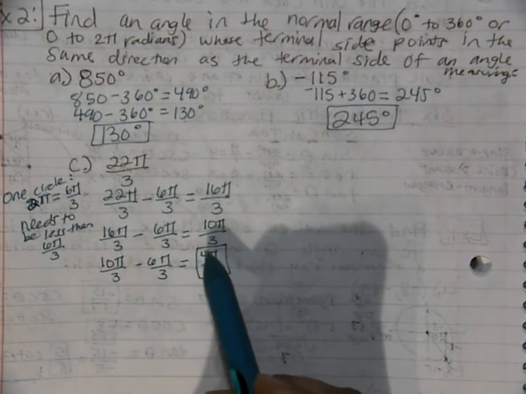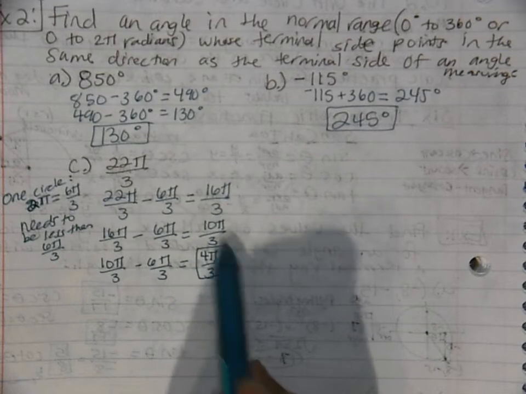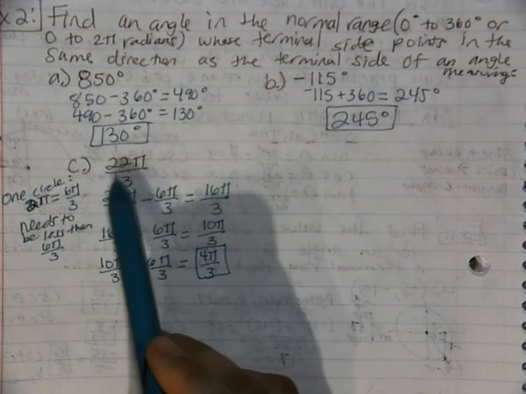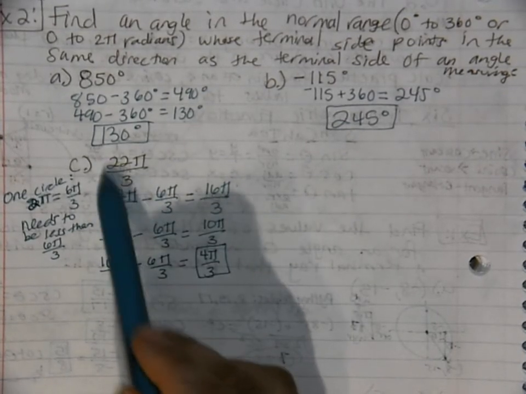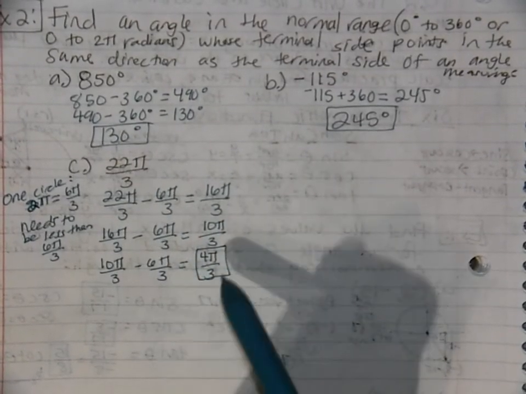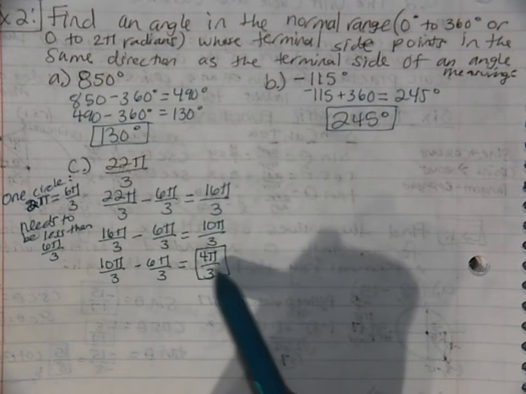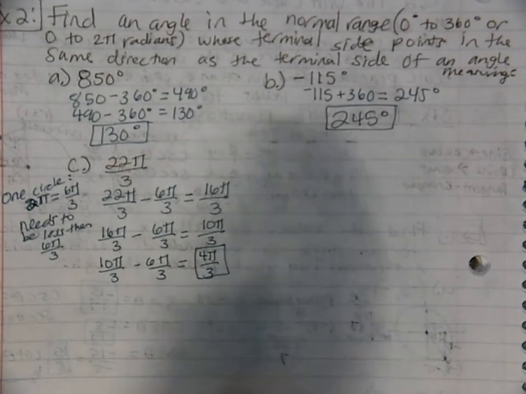That's it. So if I was to graph where 4 pi over 3 is, it would be in the third quadrant. And this 22 pi over 3, if you were to rotate it 3 more times around, you would end up at the same spot in the third quadrant where 4 pi over 3 is. All right, let's try another one.